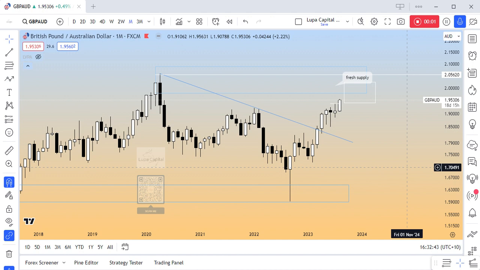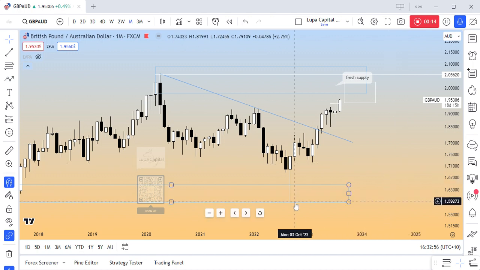G'day, this is an update for GBP AUD dollar, and we're going to do a quick update here for the monthly, weekly, and daily time frame. So I've been tracking this for a long time, as you've known. So there's not really too much update here.